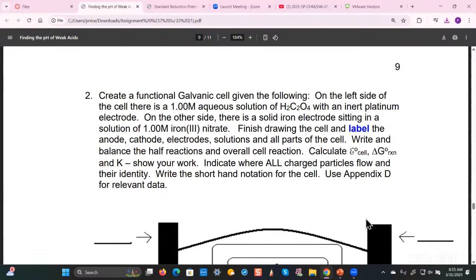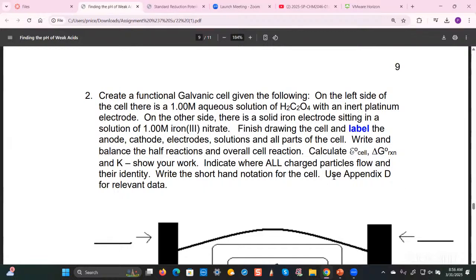Okay, so this question says, create a galvanic cell given the following. And it says on the left side of the cell, you have a 1 molar solution of oxalic acid with a platinum electrode, which is inert. And then it says on the other side, there's a solid iron electrode sitting in a solution of 1.00 m iron 3 nitrate. Finish drawing the cell and label and balance the half equations and overall cell reaction. Calculate the EMF of the cell standard, delta G reaction standard, and K. Show your work. Indicate where all the charged species flow and their identity. Write the shorthand notation for the cell.